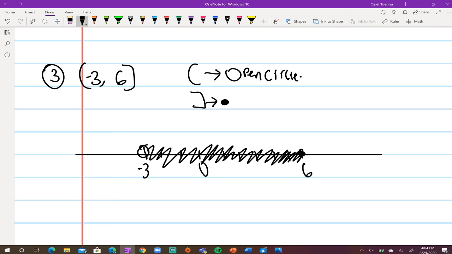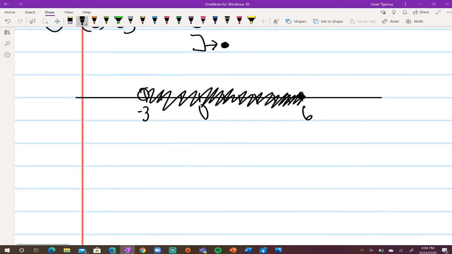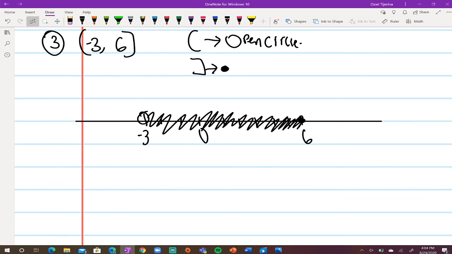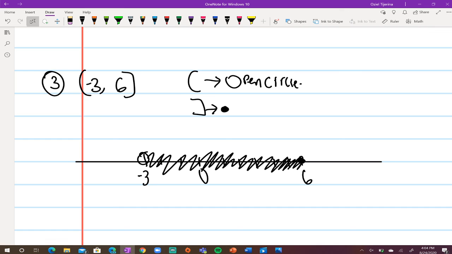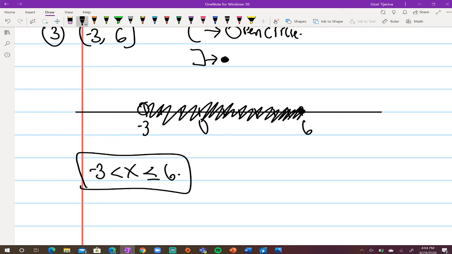And then, if I want to write this as an inequality, which I already wrote in interval notation, you would say -3 is less than x is less than or equal to 6, okay?